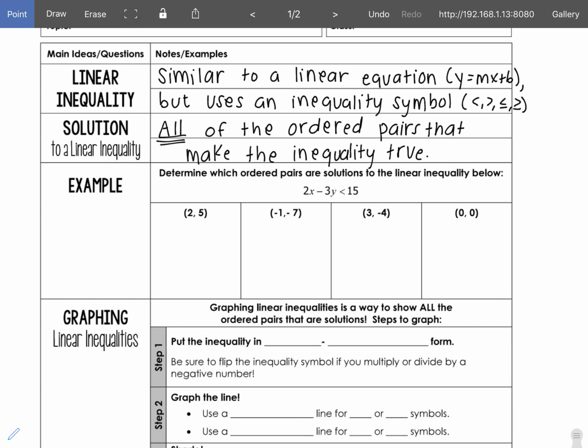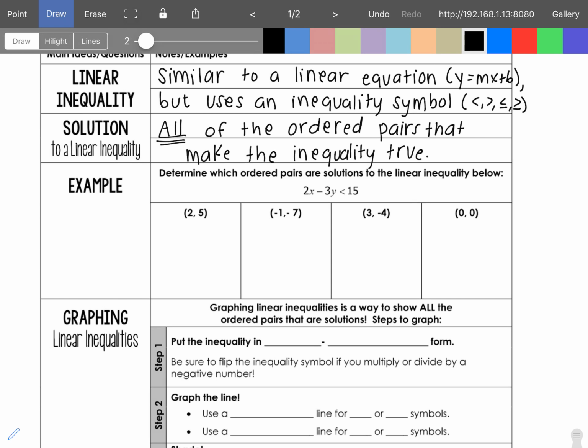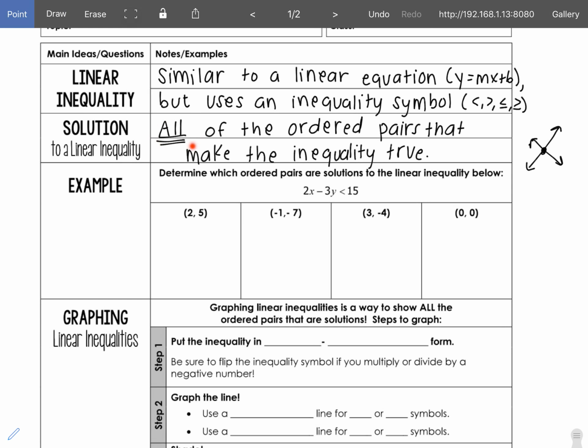And then a solution to a linear inequality. Remember our solution, like when we drew a graph, our solution was where they intersected, right? So that's the solution. This time, the solution is all of the ordered pairs that make the inequality true. So you'll see how this is going to be different. Instead of finding the solution like a point, we're actually going to be shading for the solution to the linear inequality. Okay, so it's all of the ordered pairs that make the inequality true.